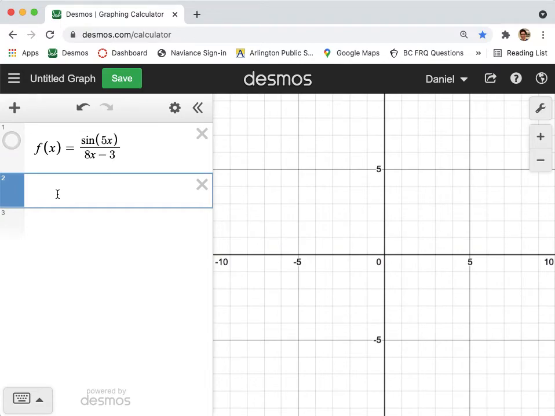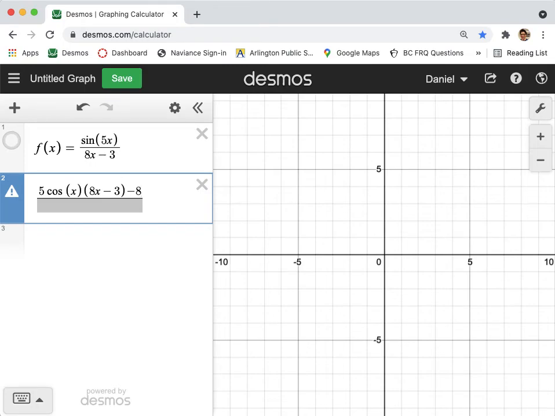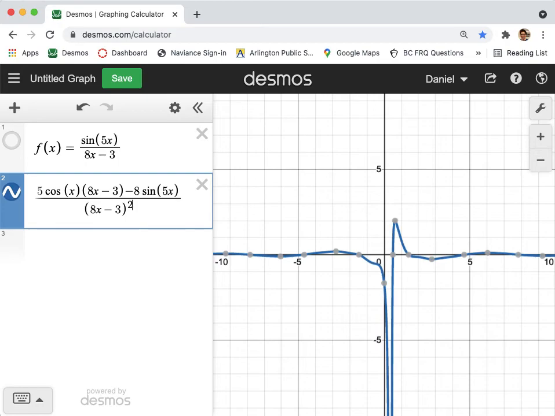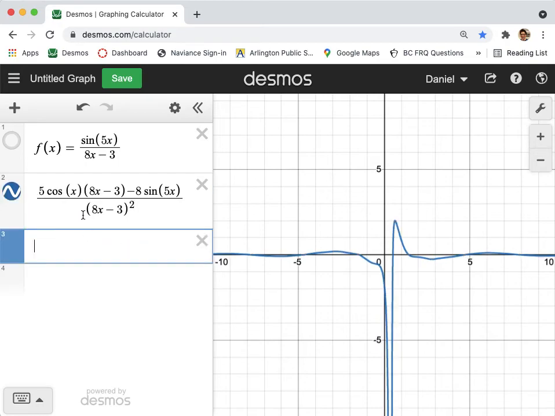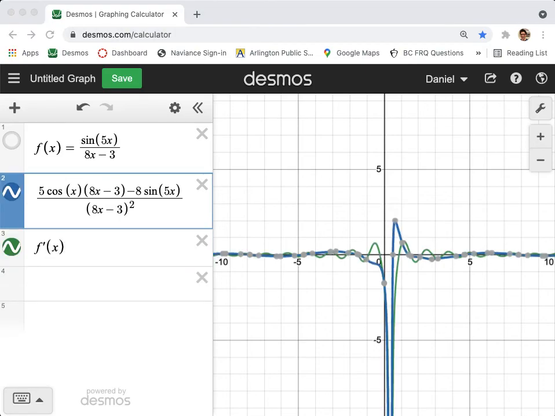My answer was kind of long, but it was 5 times the cosine of x times 8x minus 3. I put those parentheses in there so that Desmos wouldn't get confused about where my cosine ended. If I wanted to, I could just do it like there, and that accomplishes the same thing. And then it was minus 8 times the sine of 5x, and that was all over 8x minus 3 squared. And again, I don't really care what that looks like. I just want to know, is that the same thing as f prime of x?